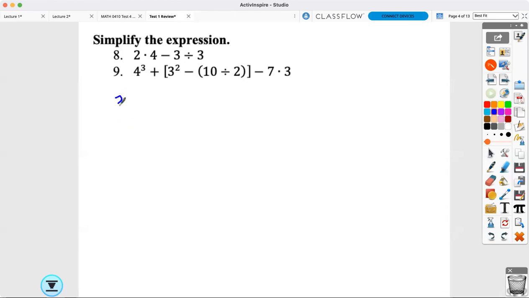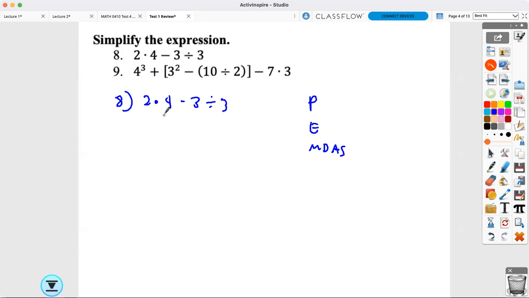So number 8. That's an expression, right? So it'll be 2 times 4 minus 3 divided by 3. Can someone tell me what are we gonna use to simplify this? What are the steps called? PEMDAS. PEMDAS, correct.